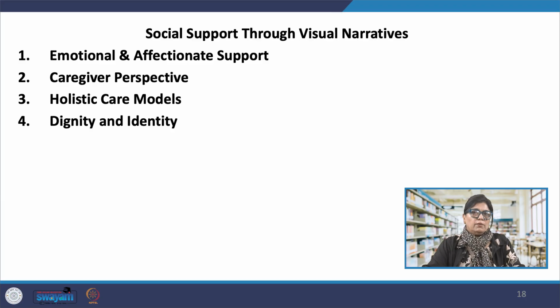Dignity and identity, by centralizing the patient's personal history and relationships. Graphic medicine supports dignity therapy, helping terminally ill individuals feel valued and loved rather than just being cases.